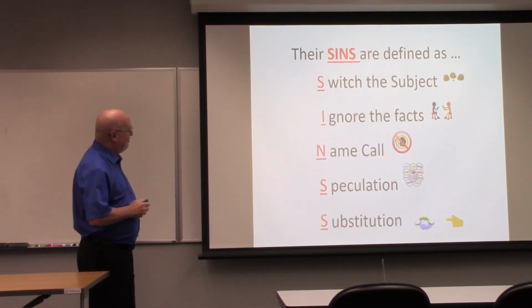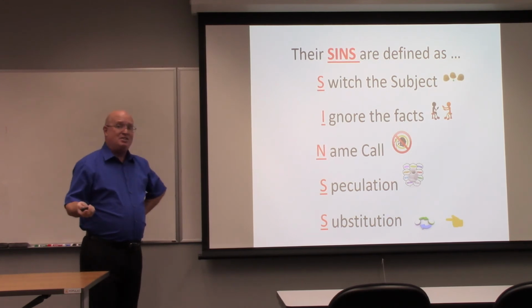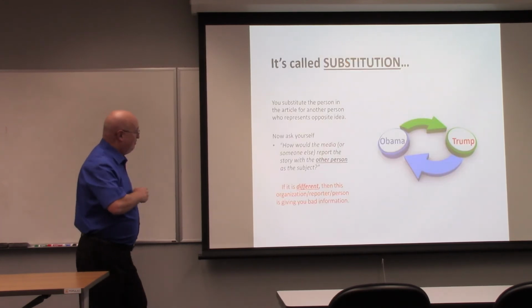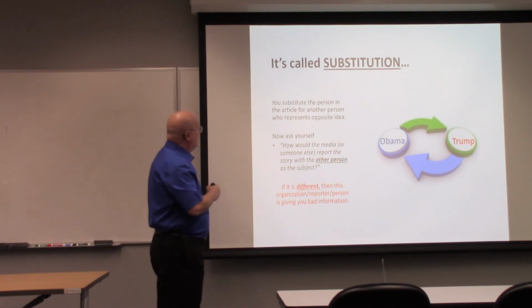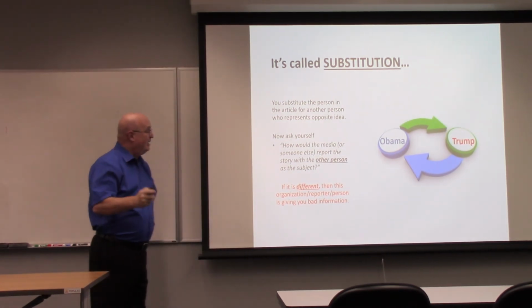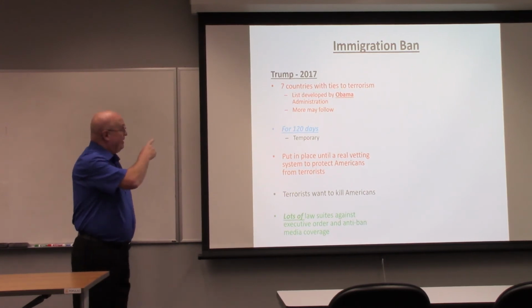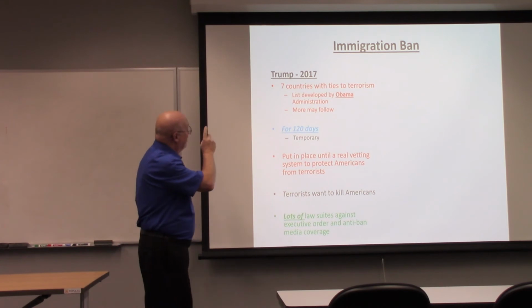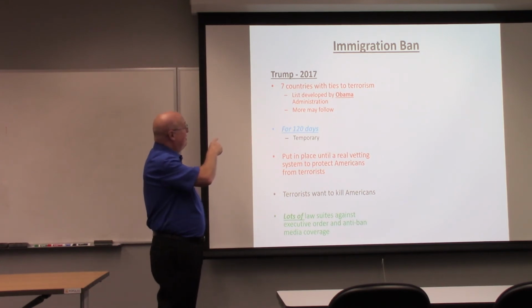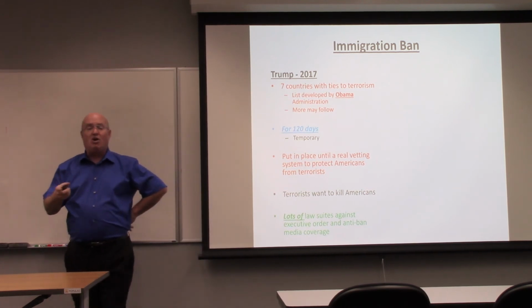Something to think about. And then, of course, the other is substitution. What if one person said it versus another person? Now, this goes back to Obama, Trump, and the concept of immigration bans. In 2017, Trump went ahead and put 7 countries on the ban with ties to terrorism. Now, this has also been called the Muslim ban.